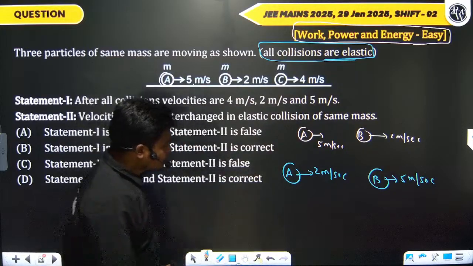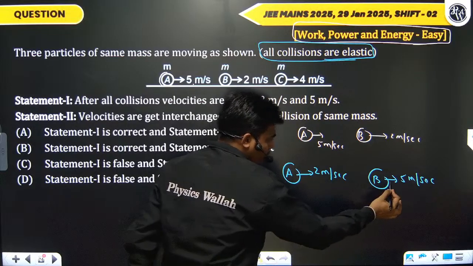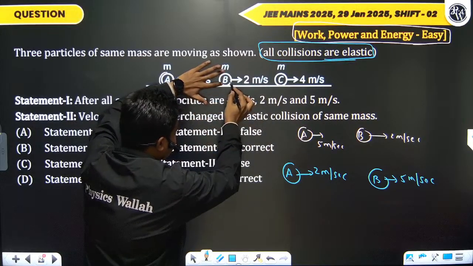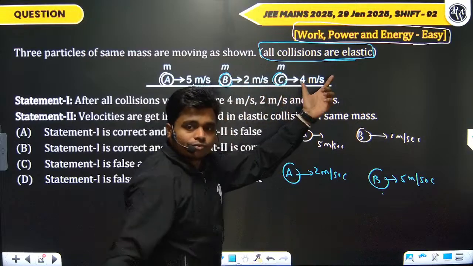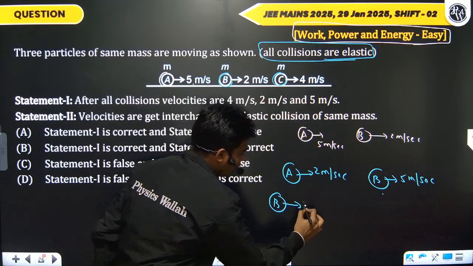Now A got the velocity of 2 meter per second and B got the velocity of 5 meter per second. Now, in the second collision, B is moving with 5 meter per second and C is still moving with 4 meter per second. So this collision will be between 5 meter per second.